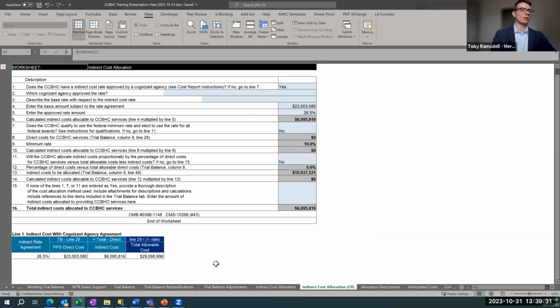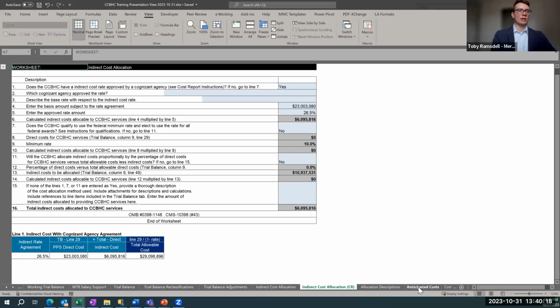So how this method works is you just take the indirect rate agreement rate times the PPS direct costs, which will give you the indirect costs. And that gives you, when you add the indirect plus the PPS direct, the total allowable costs. So you can see there is some difference in the total allowable cost between the cognizant method and the direct method that I showed you in the last example. But just remember that if you have a cognizant rate agreement, you must use that agreement. Otherwise, you can elect the federal minimum rate or the direct method.